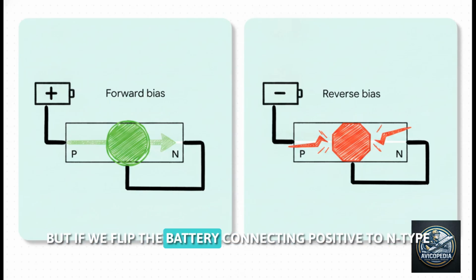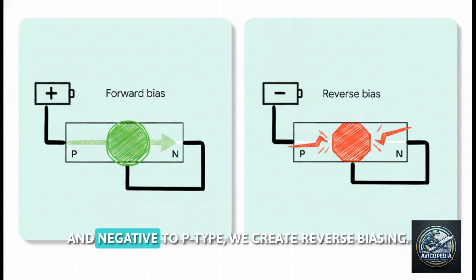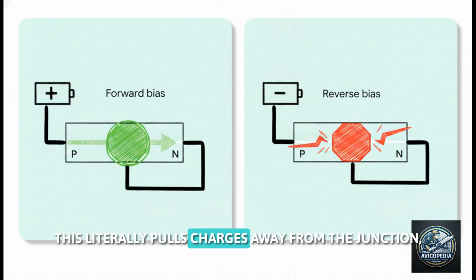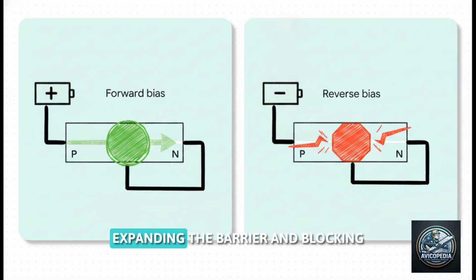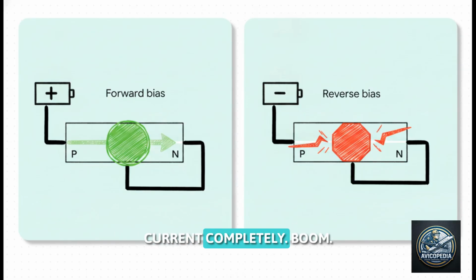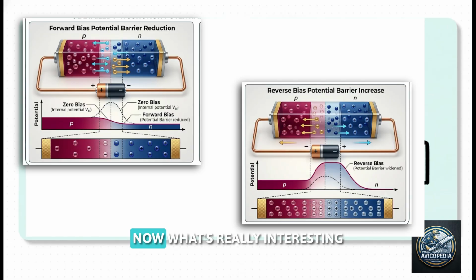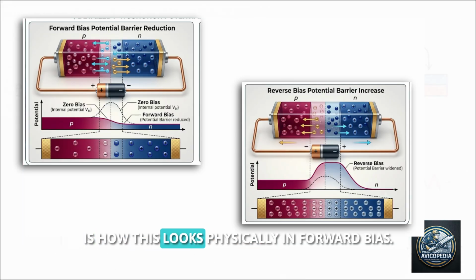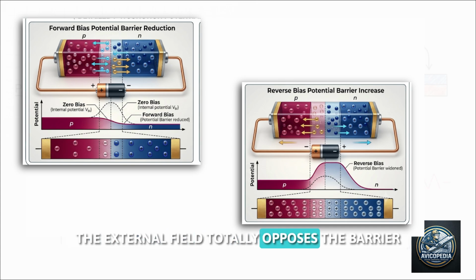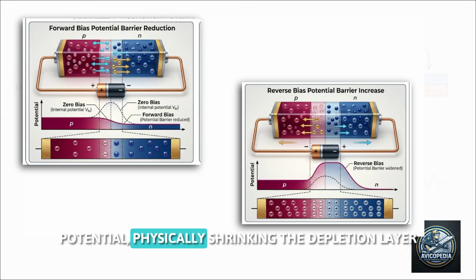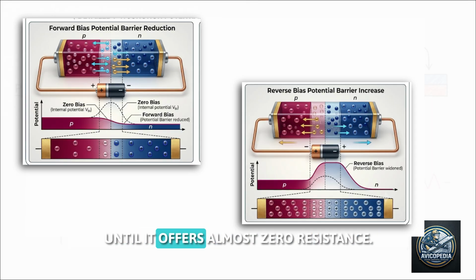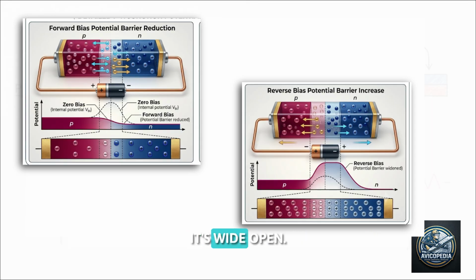But if we flip the battery, connecting positive to n-type and negative to p-type, we create reverse biasing. This literally pulls charges away from the junction, expanding the barrier and blocking current completely. Boom! We have just created a one-way traffic valve for electricity. Now what's really interesting is how this looks physically. In forward bias, the external field totally opposes the barrier potential, physically shrinking the depletion layer until it offers almost zero resistance. It's wide open.